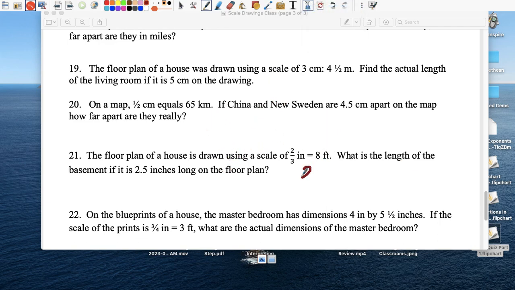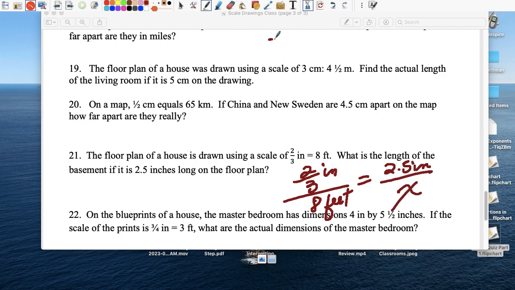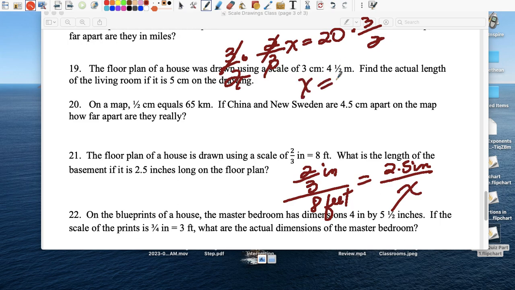All right, 2/3 of an inch, and again, is 8 feet in real life. So if you have something that's 2.5 inches apart on your drawing, how far apart are they in real life? X, so multiply 2/3 x equals 8 times 2.5, which gives you 20. And then we're going to multiply both sides by 3 over 2, which is the same thing as divide by 2/3. So that would be 30. So in real life, it would be 30 feet.